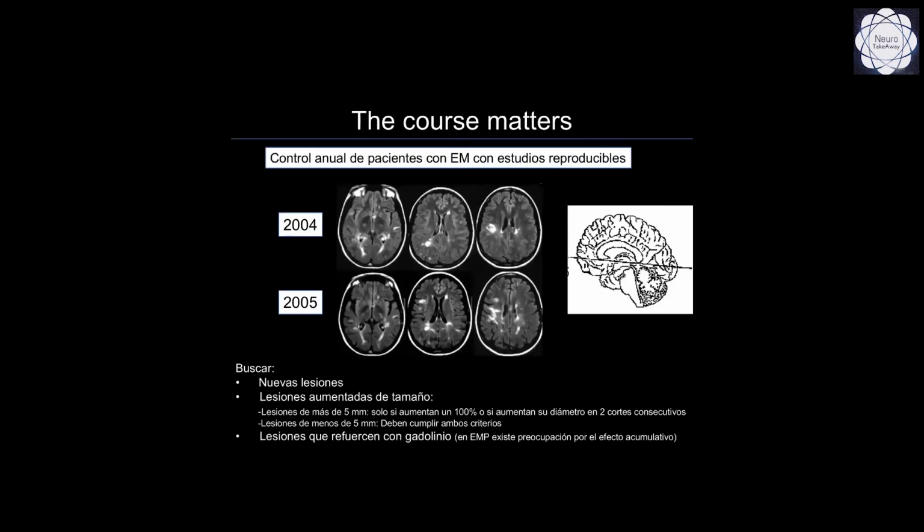The course matters here. MS can evolve, can change the pattern, and we have to control the patients every year, at least every year. Now we have the opportunity to switch treatments, to escalate. So we have to highlight the importance of these controls. We have to perform the studies with the same equipment, to respect this line. The repositioning is of paramount importance if we want to compare properly these images.